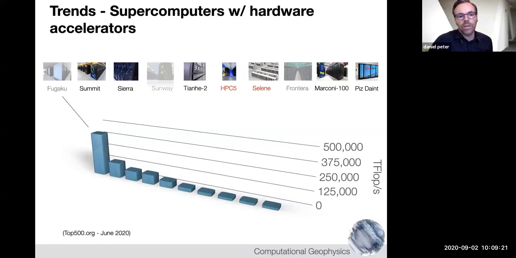So the second machine, Summit, uses NVIDIA GPUs, Sierra uses GPUs. Then we have Sunway, we have Tianhe 2, which uses the Intel accelerators. HPC 5 uses accelerators. Selene uses accelerators, these A100 chips, GPUs. Frontera is more or less a CPU system, but then Marconi and Pittstain, again, they use GPUs. So from these 10 fastest machines, you have 6 machines with GPUs or hardware accelerators.